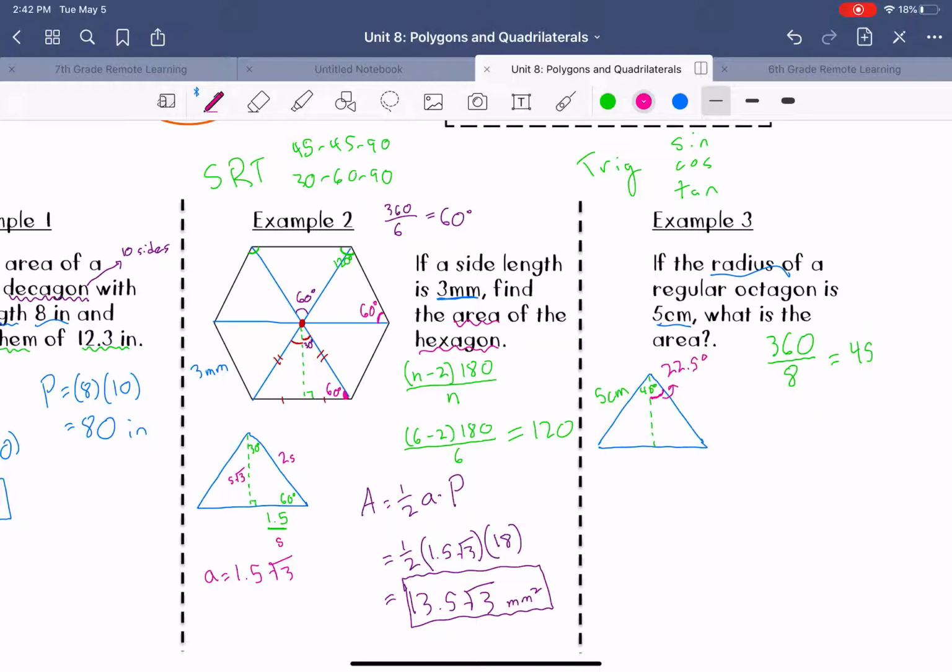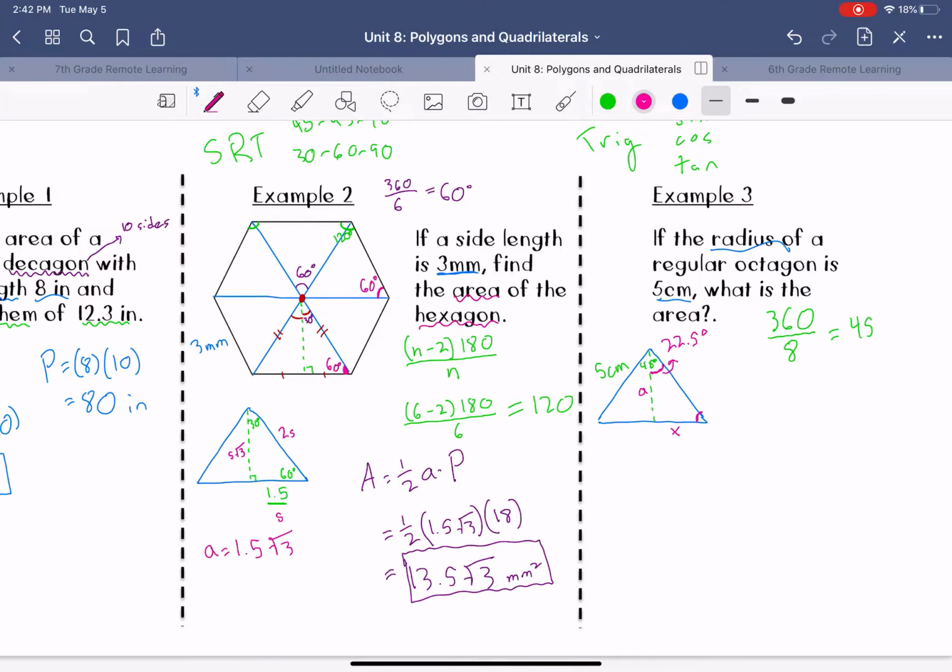I can go and find this bottom angle right here, but I actually don't need to. This isn't a 30-60-90 or a 45-45-90, so I know I'm not going to use special right triangles, and I am going to use trig. I've got a 22.5 degree angle. I want to know my apothem right here, and I want to know the length of my other side so that I can find the perimeter. I'm going to call that x. So now we're going to use trigonometry.